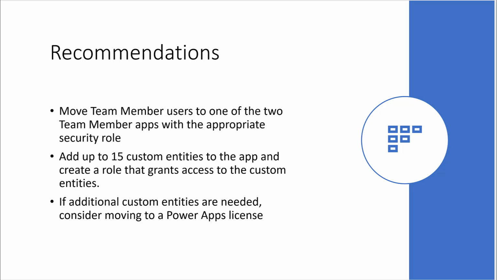So here are my recommendations. If you're an existing customer with team member licenses, before the end of June, test and move your team member users to one of the two team member apps with the appropriate security role. Create a custom role to handle your custom entities and if you need to increase the permissions on things like activities. If you need more than 15 custom entities, or if you need to create accounts and you're one of those cases where maybe unintentionally you were violating the terms of the team member license and now it's going to be enforced, your users won't be able to do what they need to do, consider moving to a Power Apps license.